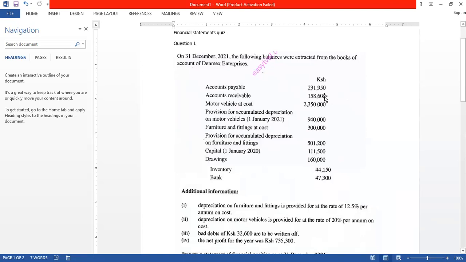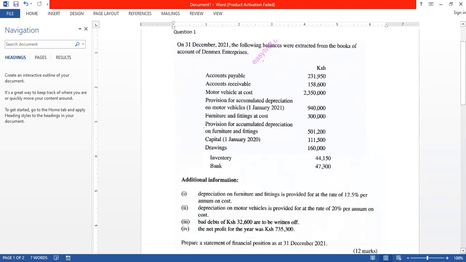And then you are told that the net profit for the year was 7,500. That one should be added to the capital. And if you look at this, we have the drawings, we have the opening capital. So we shall take this opening capital, we add the net profit, we deduct these drawings of 160,000 to get the closing capital. And the point is that we are supposed to prepare the statement of financial position as at the 1st of December 2021, and you get your 12 marks.